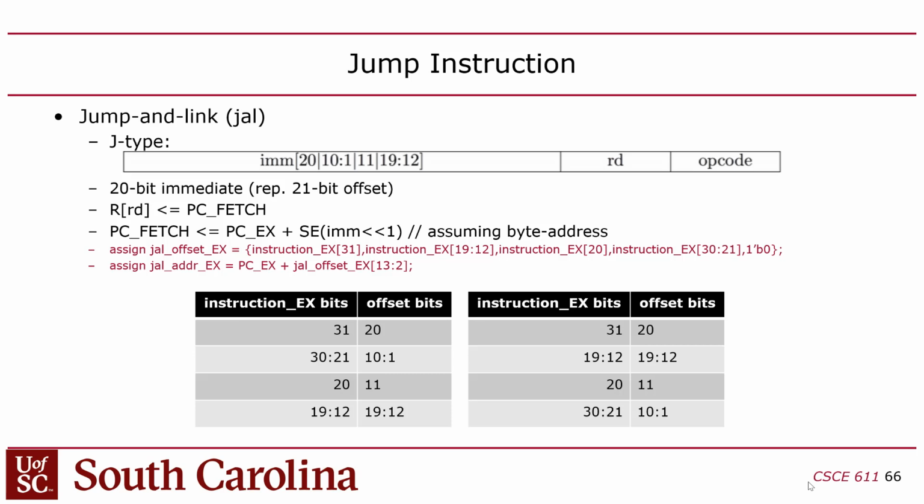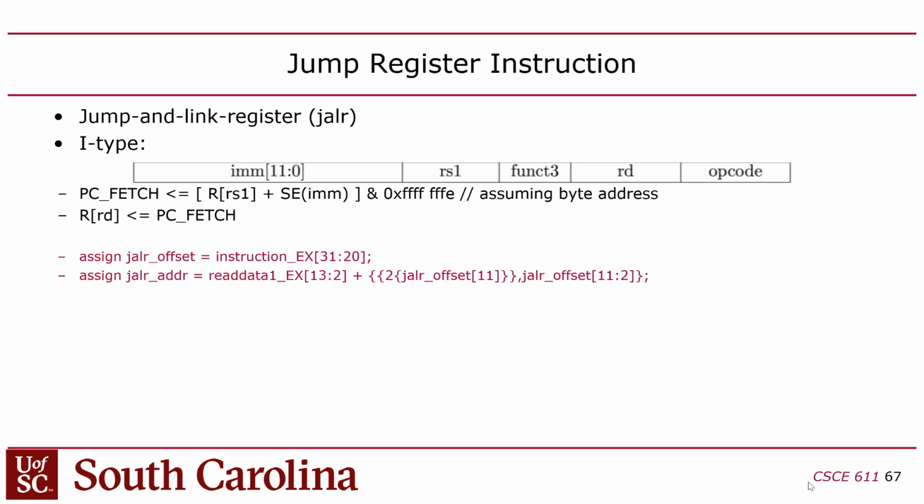So that's one difference between branches and jumps. The other is that branches are conditional and jumps are unconditional, right? Okay, yeah, sorry about that. There is a jump register instruction.